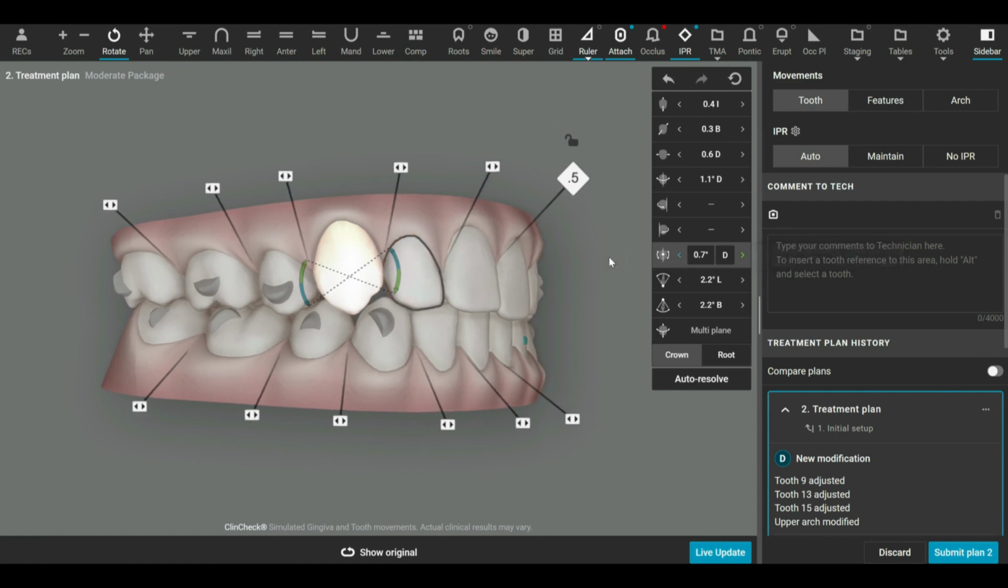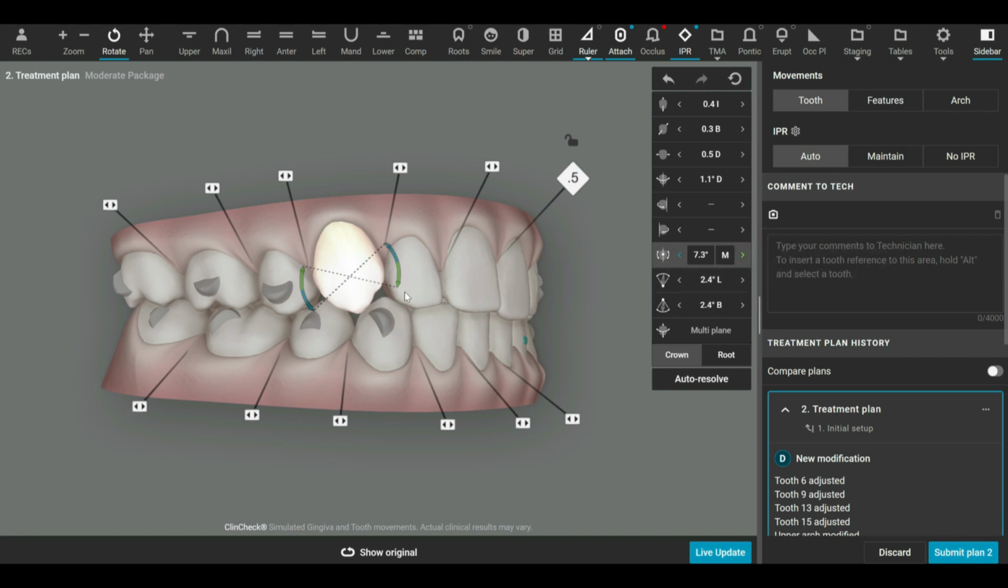Well, how do you change the mesial-distal angulation change? You just do it the same way. You can see here that I'm adding it. It's up to 7 degrees. Now this is degrees, okay? And then you could go the opposite direction.